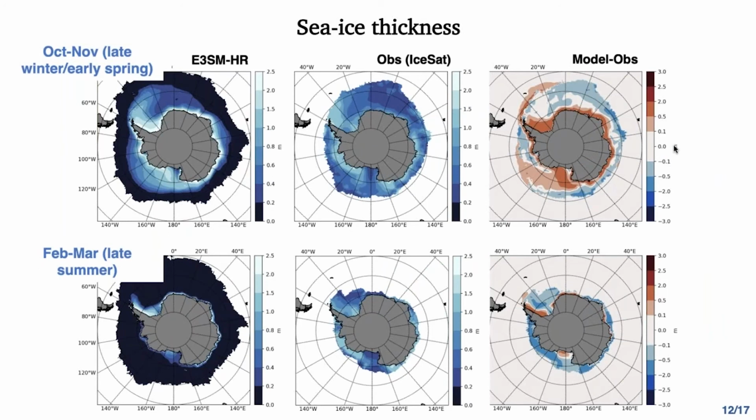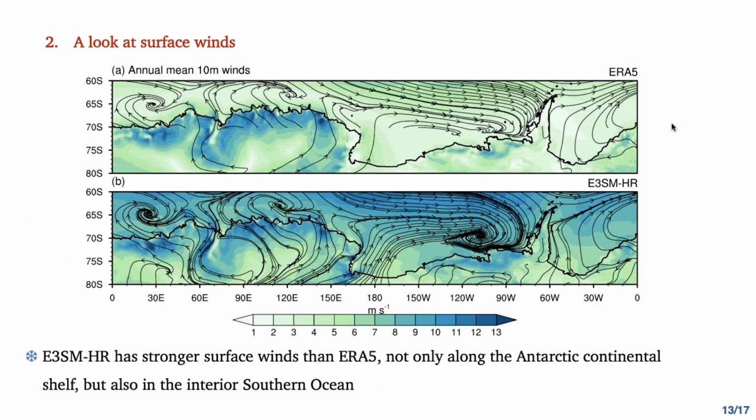And if you look at sea ice thickness, it is consistent with the fact that we tend to have an accumulation of sea ice at the coast, especially during the late winter, early spring season. We also looked at surface winds, and they generally are stronger than the ERA5 product, not only offshore, but also at the coast.